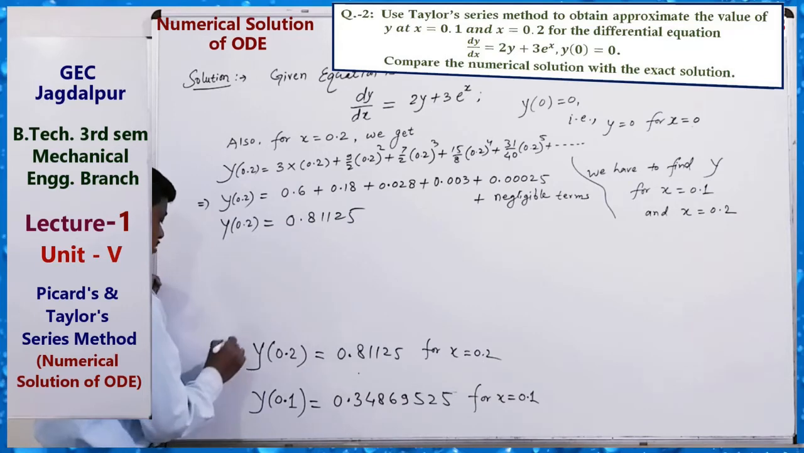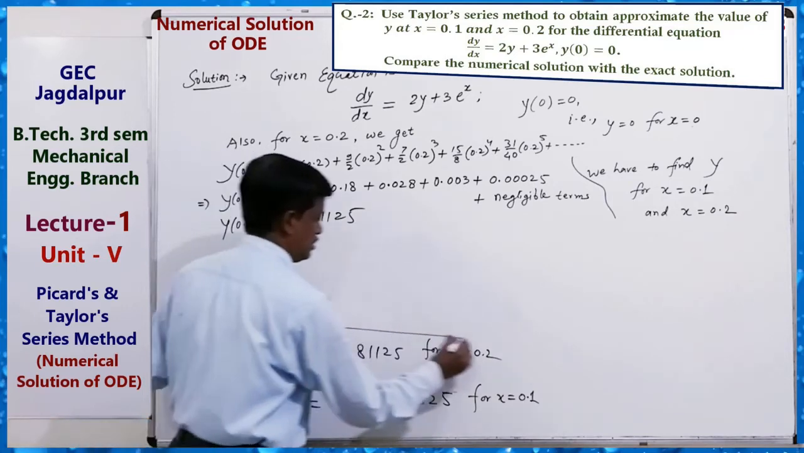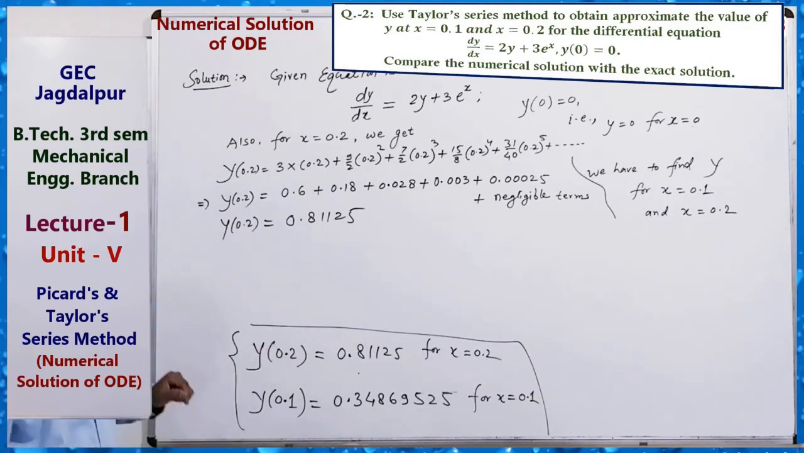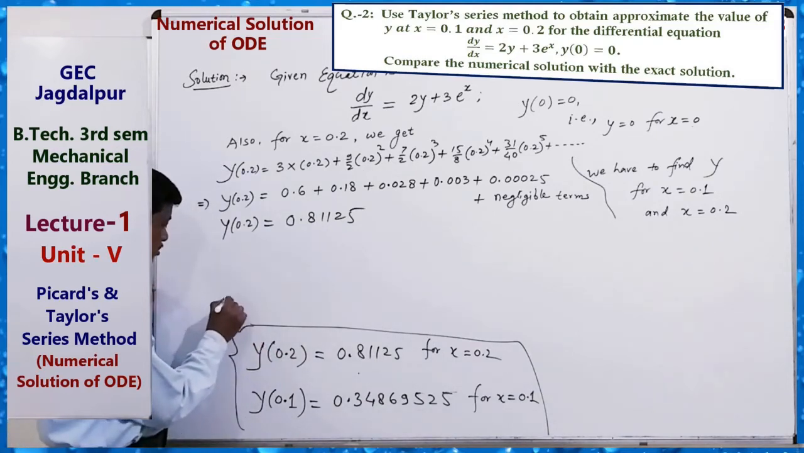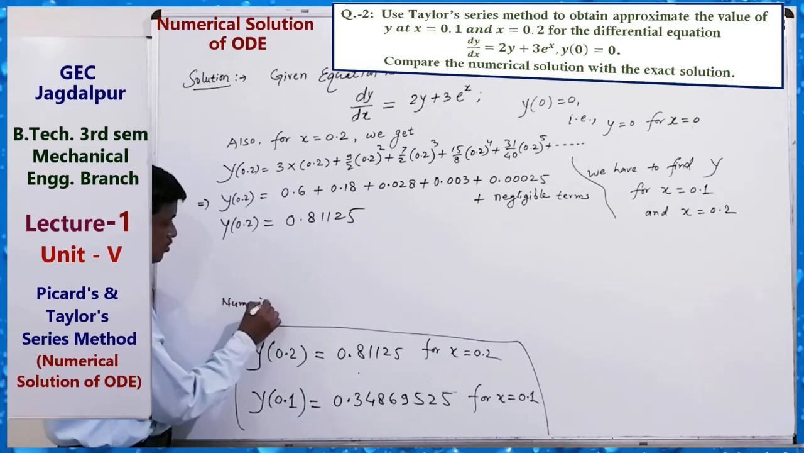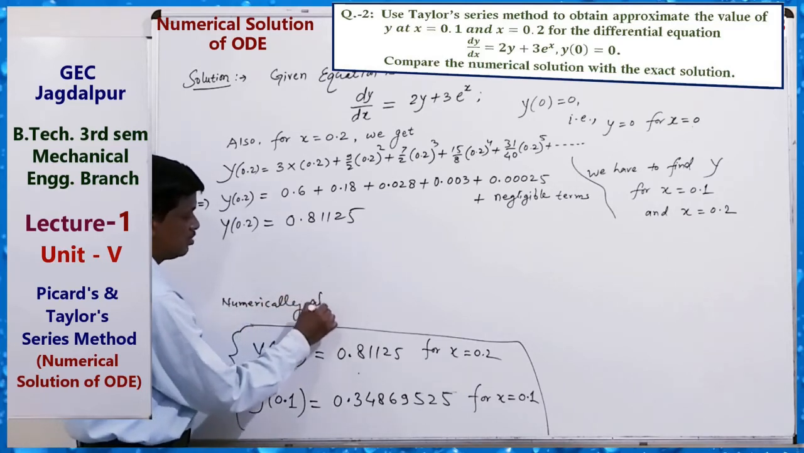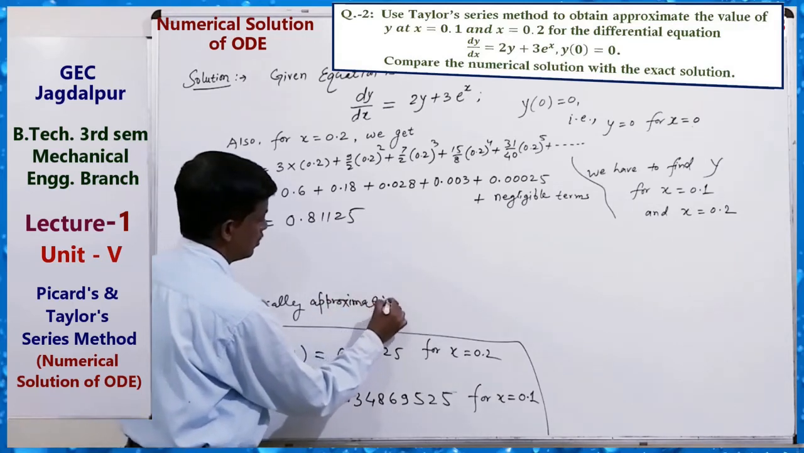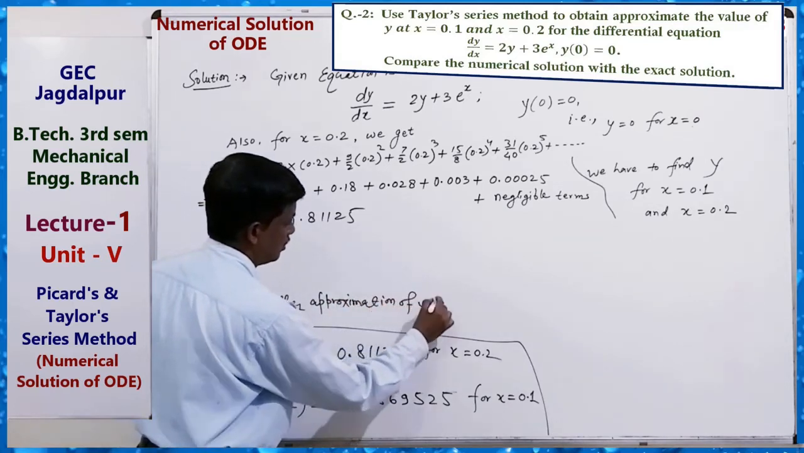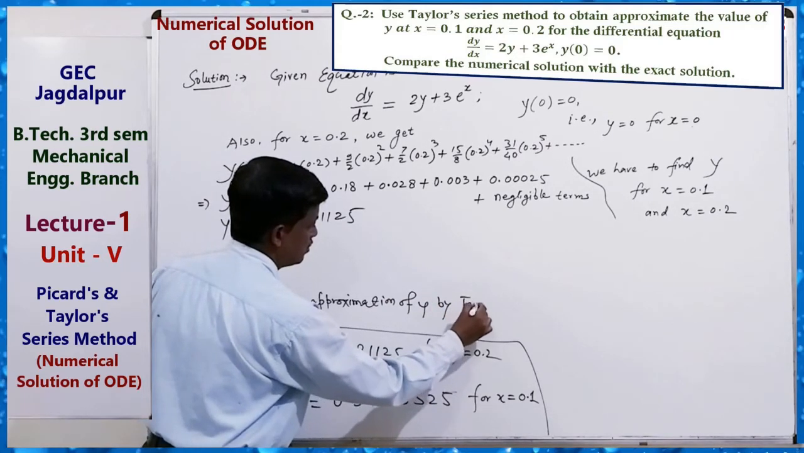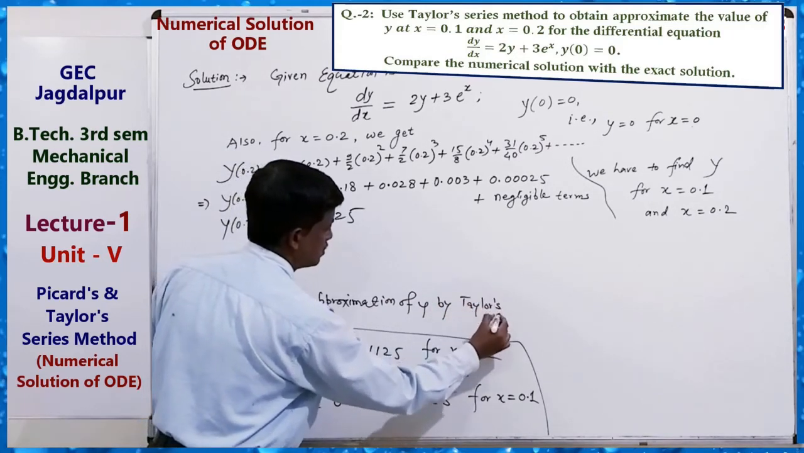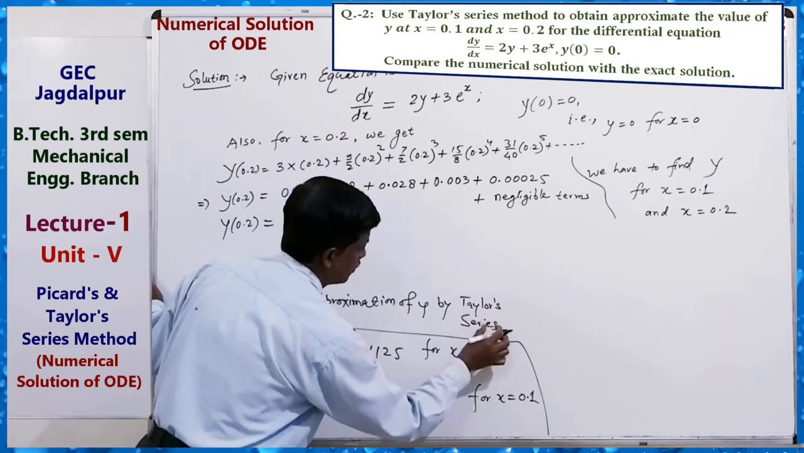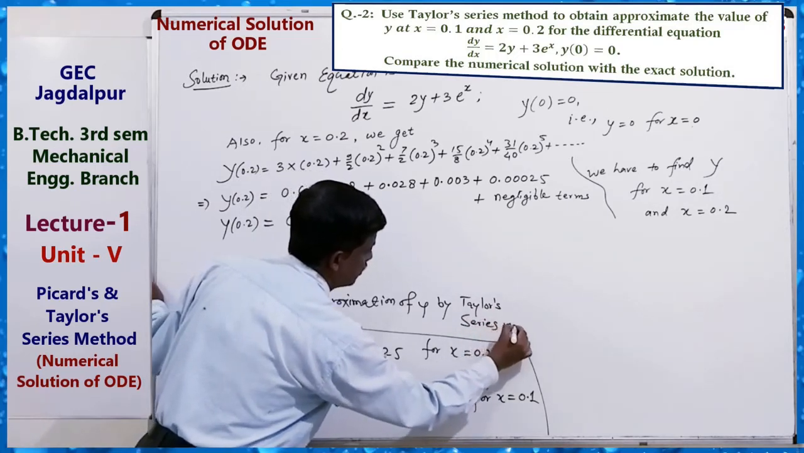This is the approximation. This is our answer. Okay, the numerically approximate value, the numerical approximation of y by the Taylor series method.